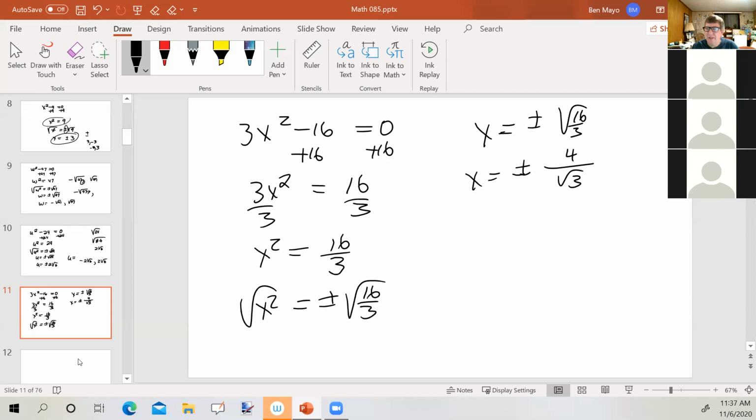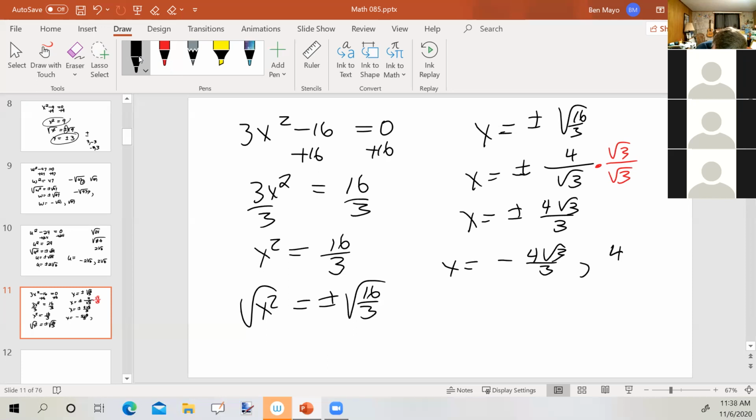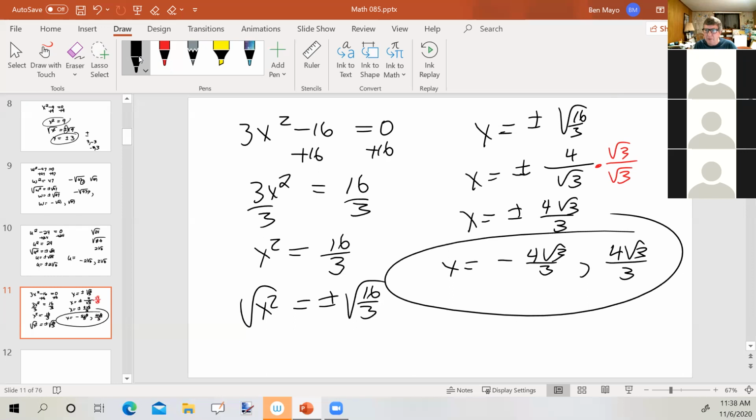However, back in the last chapter, we learned about rationalizing the denominator. So we're going to multiply this by the square root of 3 over the square root of 3. So x is going to be plus or minus 4 square roots of 3 over 3. Okay, so x is going to be negative 4 square roots of 3 over 3, comma, positive 4 square roots of 3 over 3. And there are our 2 solutions.